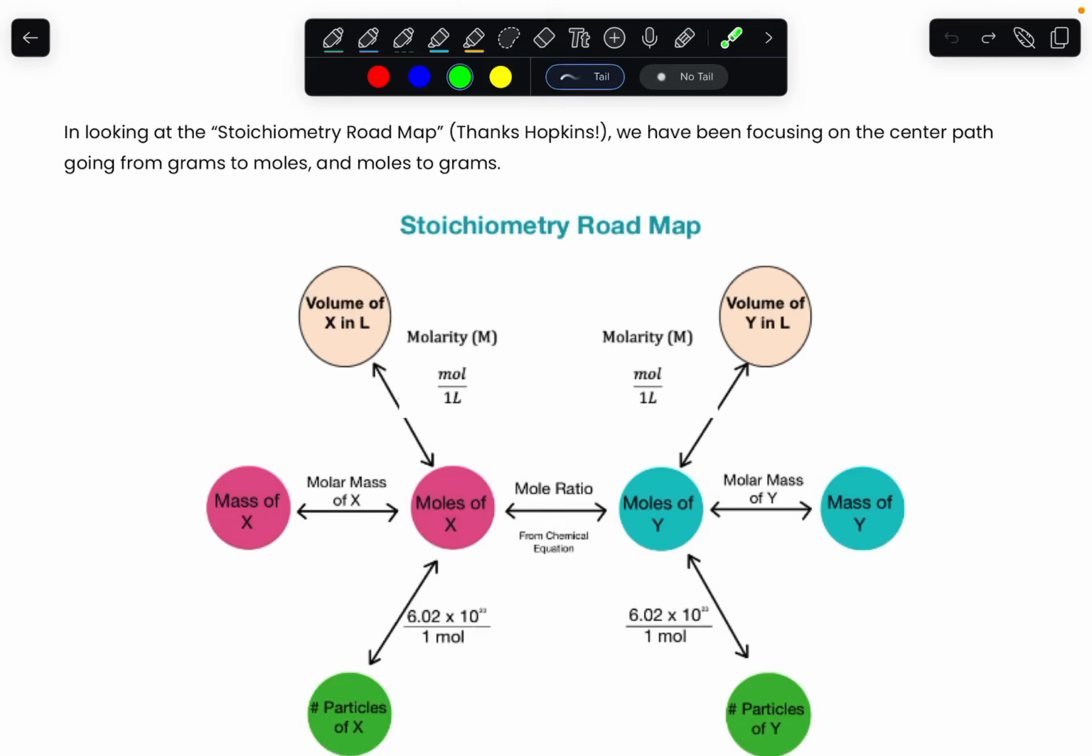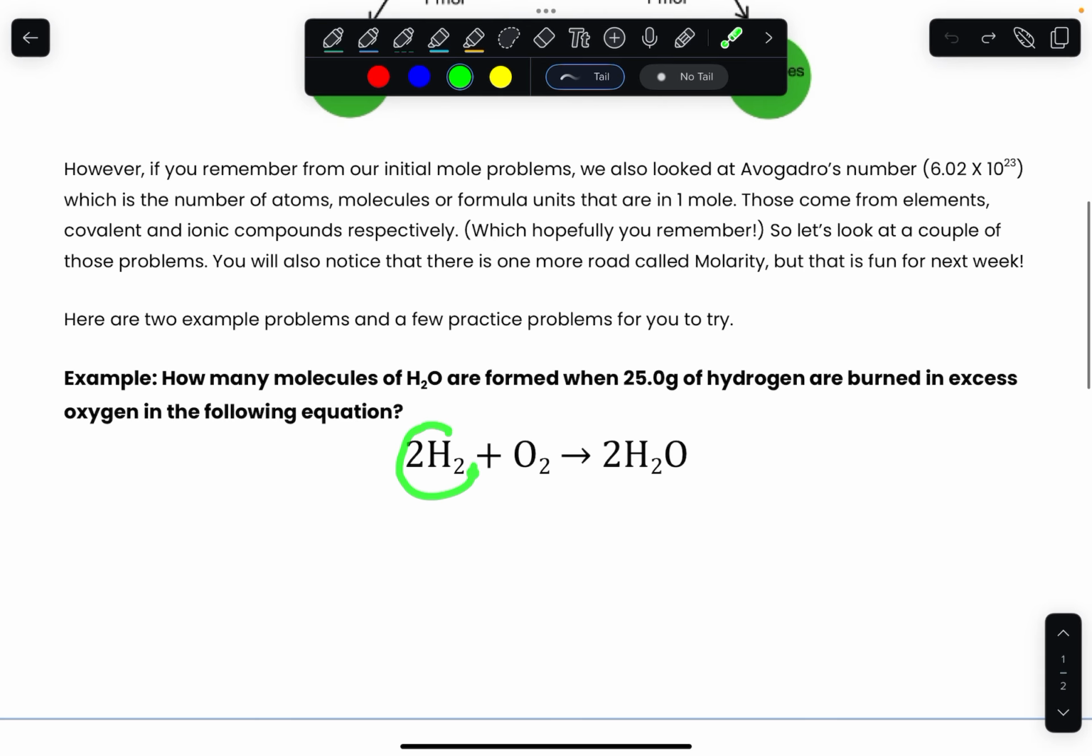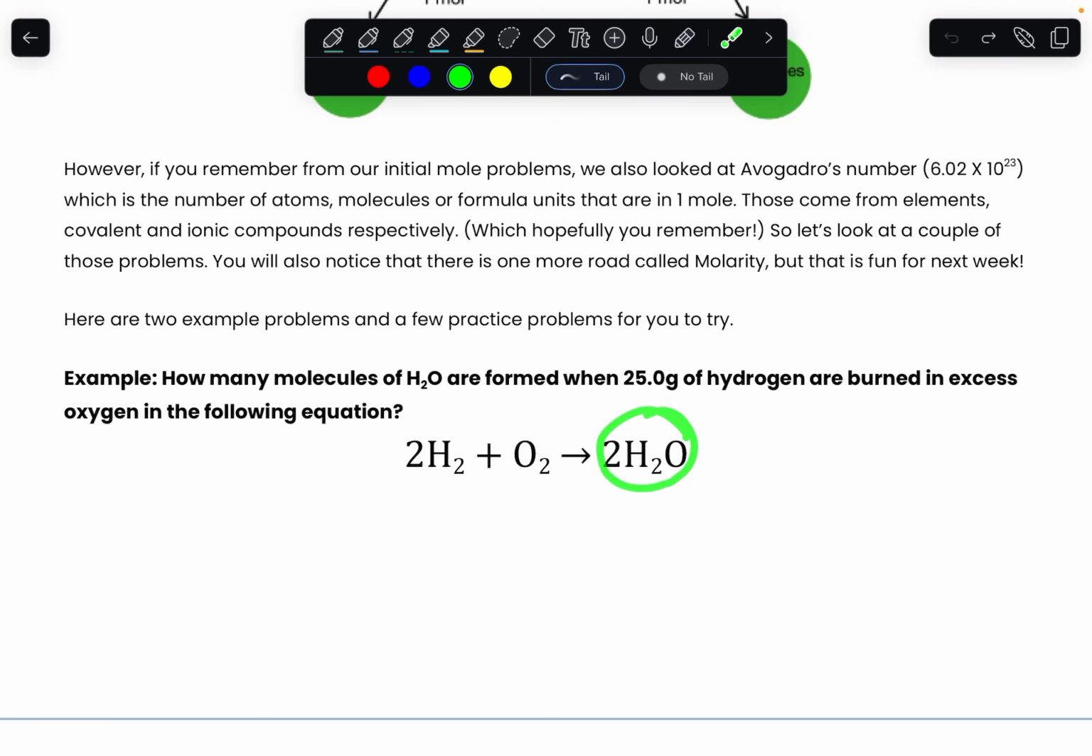So far in this class, we've been focusing on using the stoichiometry roadmap, and really all the stoichiometry conversions we've been doing is we've been starting in a mass of a certain substance, let's just call that X, and we've been converting and trying to figure out, given an equation, like let's say this one down here, if I had a mass of hydrogen, what mass of water could I make with, let's say, 2 moles of hydrogen?